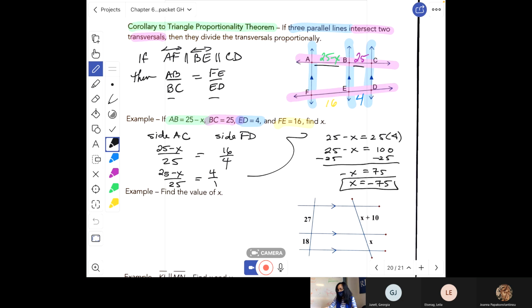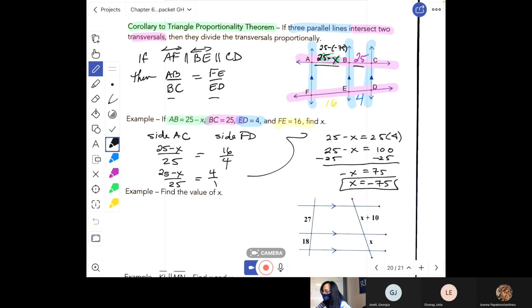Can I get x to be negative? Why not? What does x represent? So x is not the length of this side. X is the value that I am subtracting from 25 to get the length of that line segment AB. So you should see a negative and go, oh, is it valid? But then recognize what x represents, because this now becomes 25 minus a negative 75.